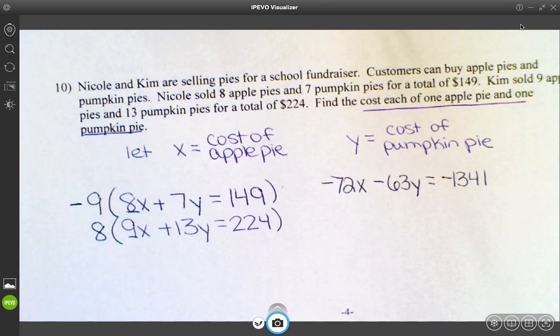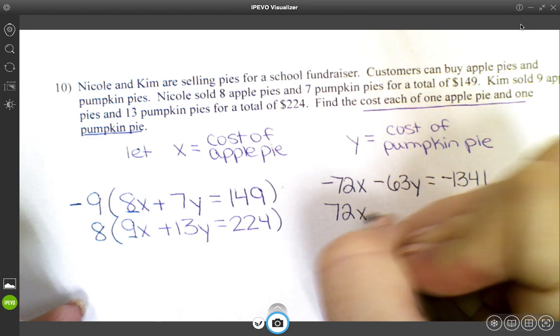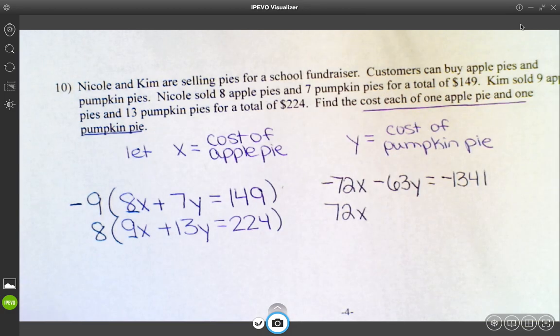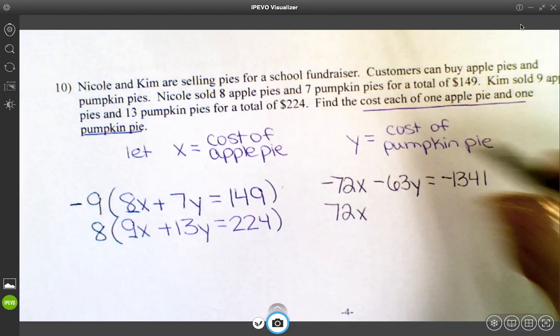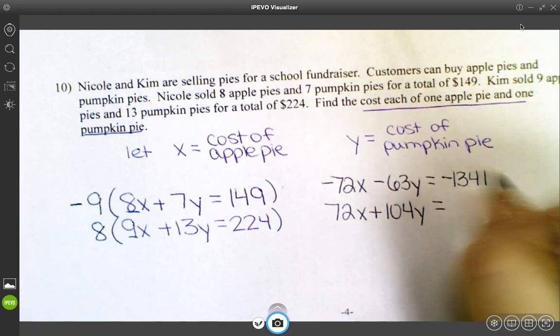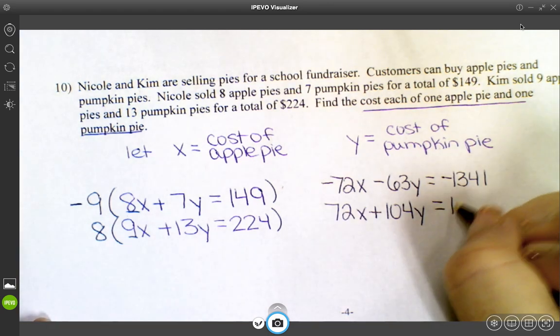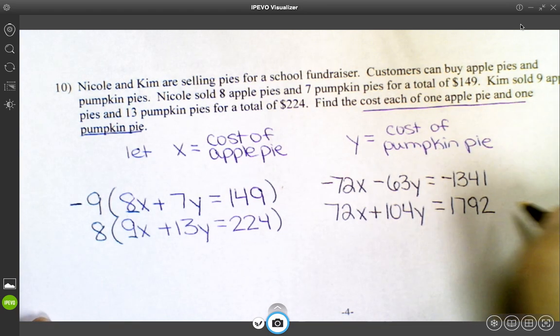All right, now we got to multiply the bottom equation by 8. So 8 times 9 is 72x. 8 times 13 is a positive 104y. And then 8 times 224 is 1,792.